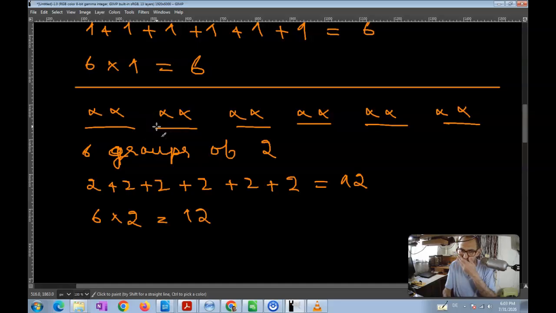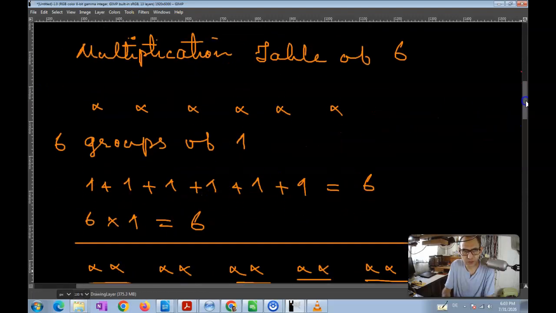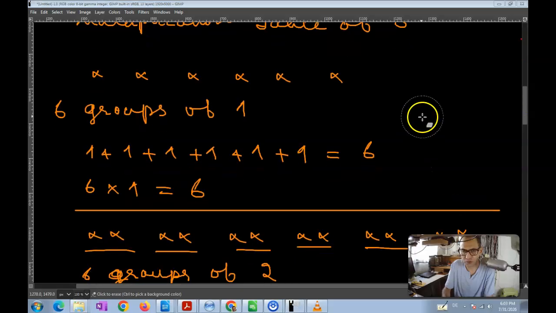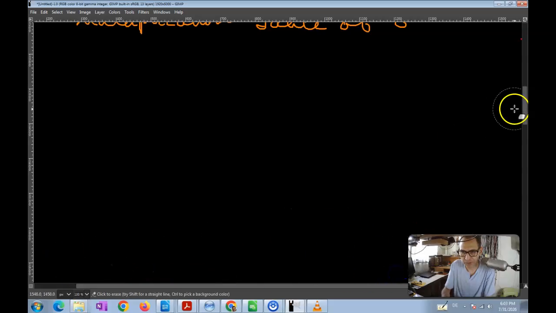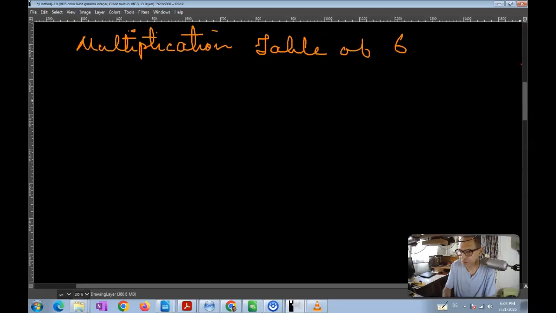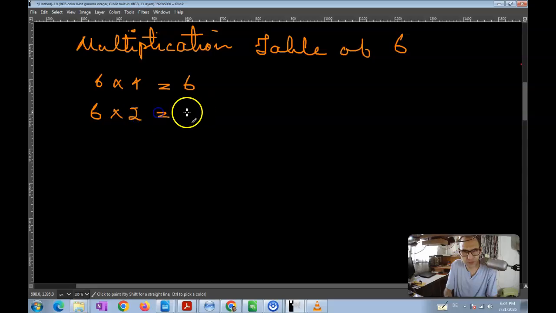And then by the same logic, that's the meaning of these expressions, like 6 times 1, 6 times 2. And so by the same logic, we can build the whole multiplication table for 6. We have 6 times 1, which is equal to 6. We have 6 times 2, which is equal to 12. We have 6 times 3, which is equal to 18. We have 6 times 4, which is equal to 24.